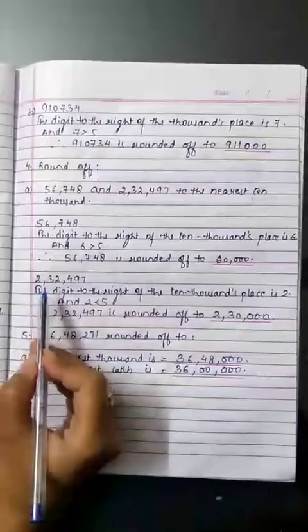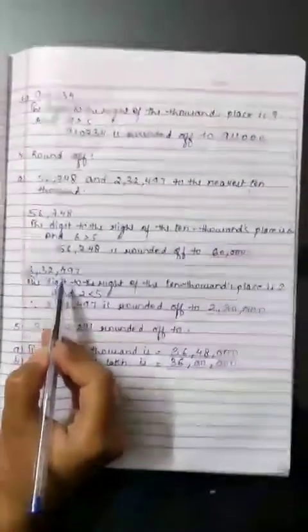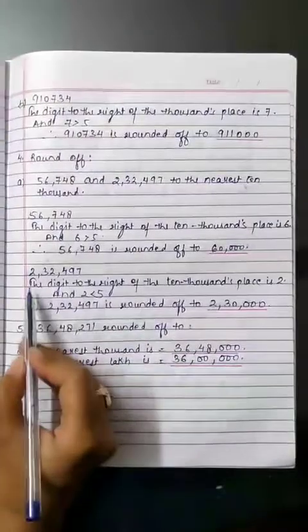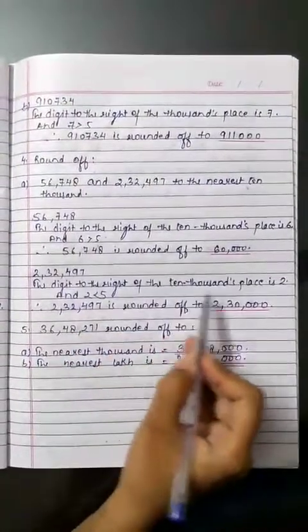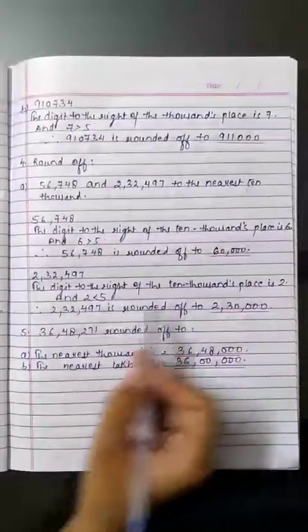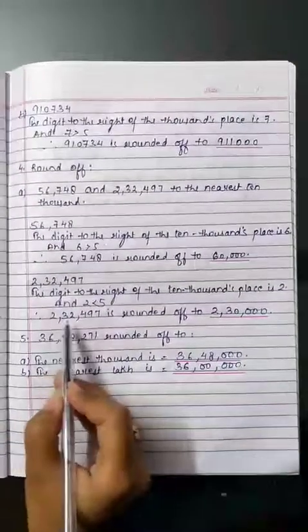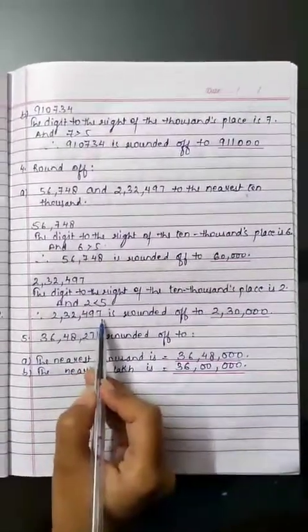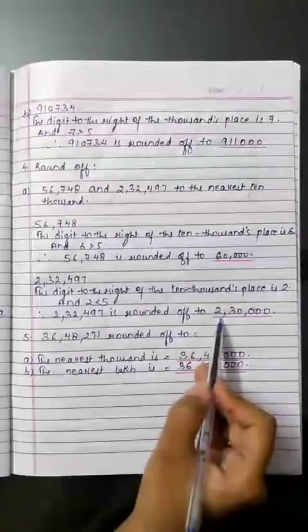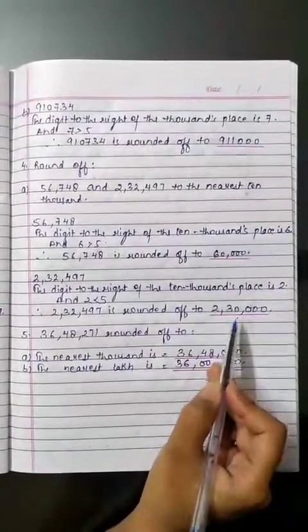Taking the next number, 2,32,497. The digit to the right of the 10,000s place is 2 and 2 is less than 5. Therefore, 2,32,497 is rounded off to 2,30,000.